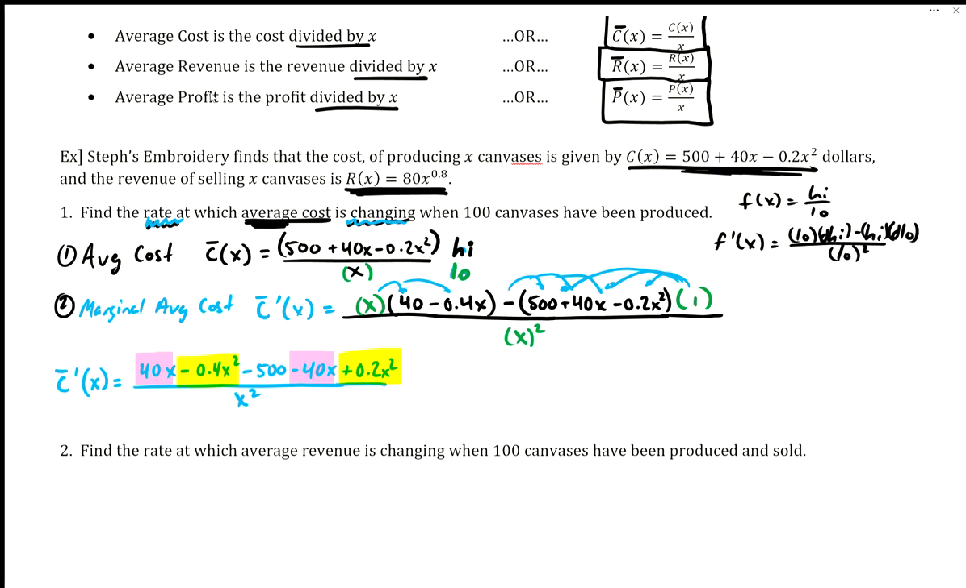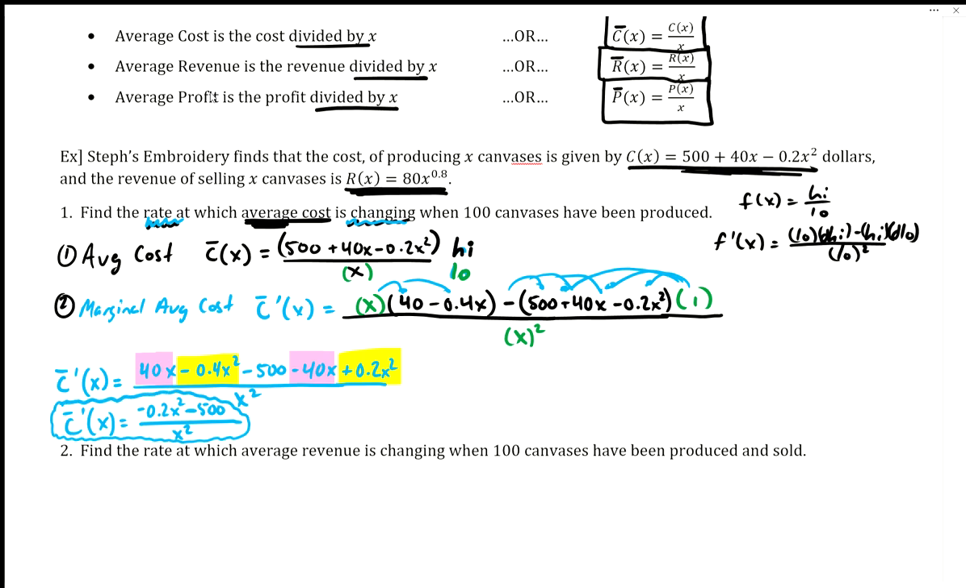Okay, so I'm going to put that right below again just to make sure I'll have enough room. So the highlighted yellow becomes negative 0.2x squared and then minus 500, and then it's still over x squared. Okay, so I'm going to cloud this. That they might want anyway.